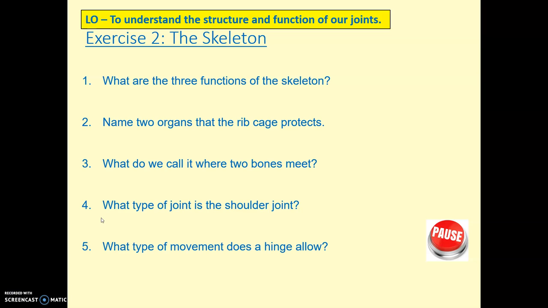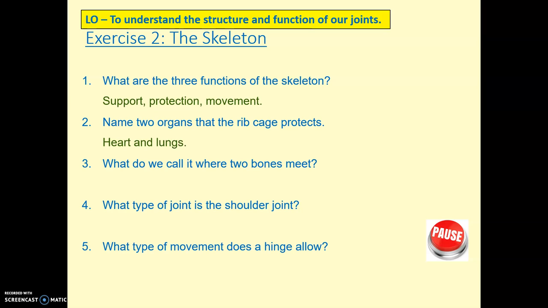So your time is up there. You've had 4 minutes. We're going to go through this again in green pen or another coloured pen or pencil, and give yourself a mark out of 5. So first question, what are the 3 functions of the skeleton? Just to reiterate this: support, protection, movement. You can also have mentioned red blood cell or white blood cell production. Okay. Number 2, name 2 organs that the rib cage protects: heart and lungs.